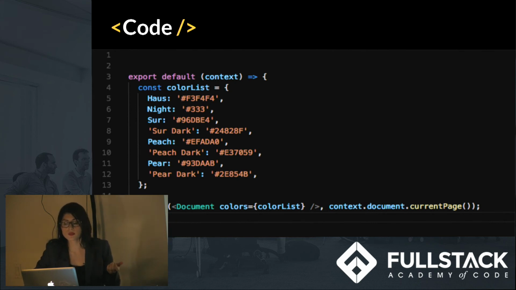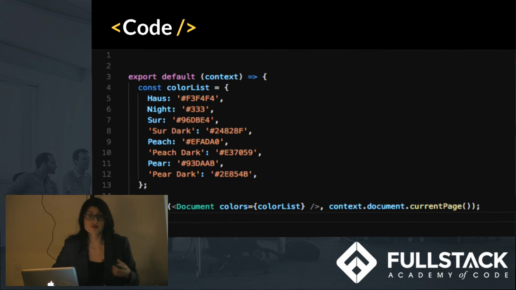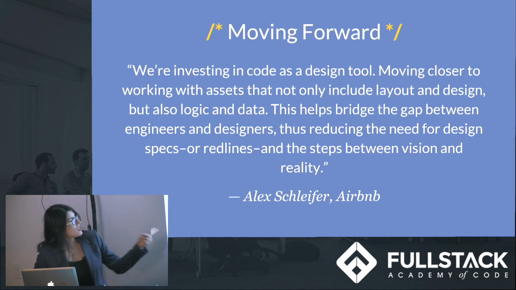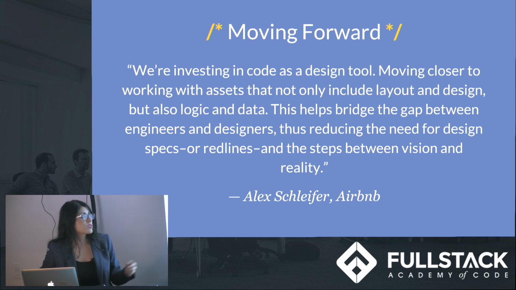And a quote from Nazmul Idris of Google in his review of React Sketchapp: he said that the genius idea from Airbnb's design engineering team was to create some code and use React to target Sketch as the output device. So instead of rendering output to the DOM as React does, React Sketchapp targets Sketch as a device that things render to. So that's the output again. And moving forward, Alex Schleifer of Airbnb said, "We're investing in code as a design tool, moving closer to working with assets that not only include layout and design, but also logic and data. This helps bridge the gap between engineers and designers, thus reducing the need for design specs or red lines, and the steps between vision and reality."